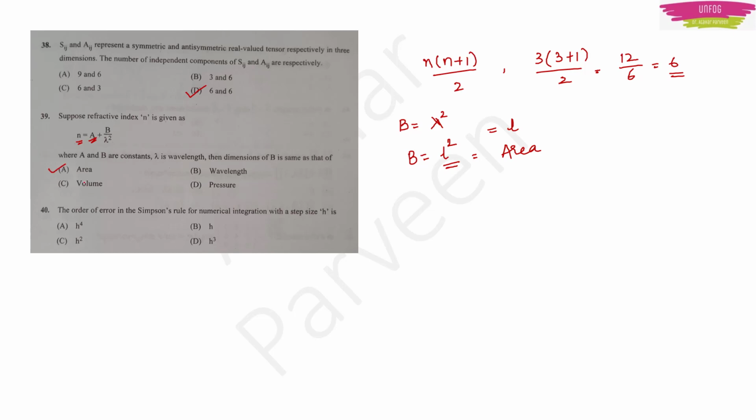Next question. The order of error in Simpson's rule for numerical integration with a step size h is h raised to 4. So option A is the right answer.